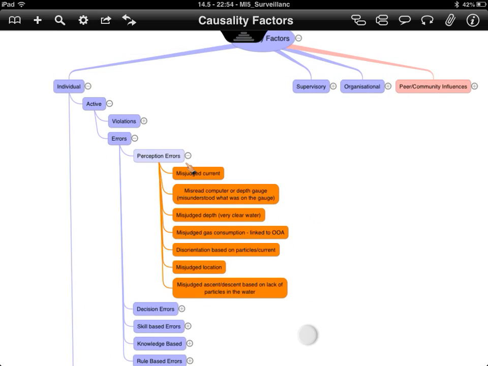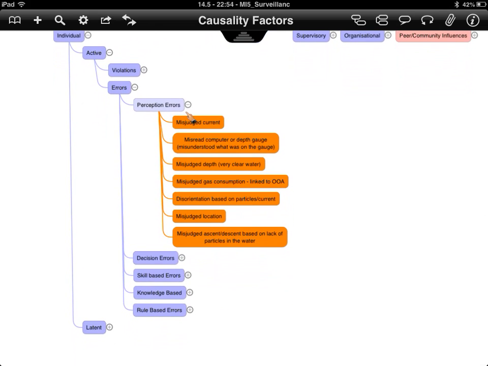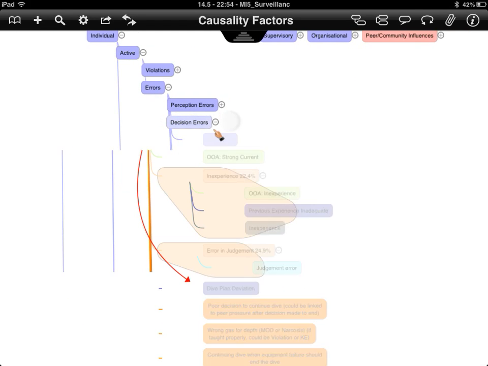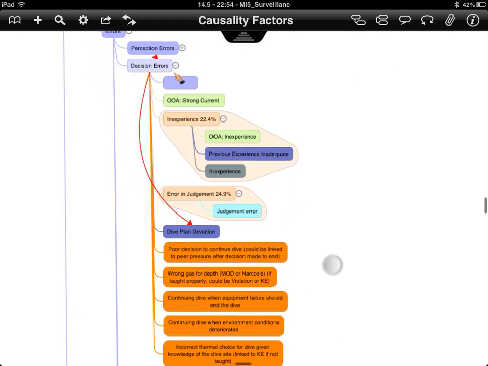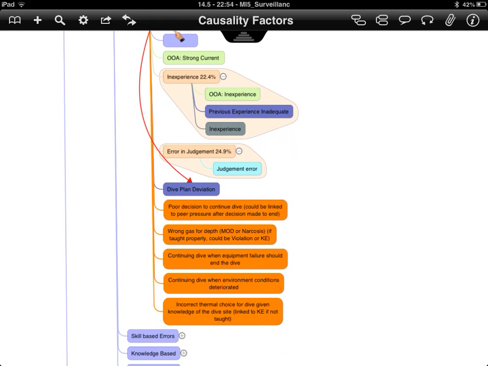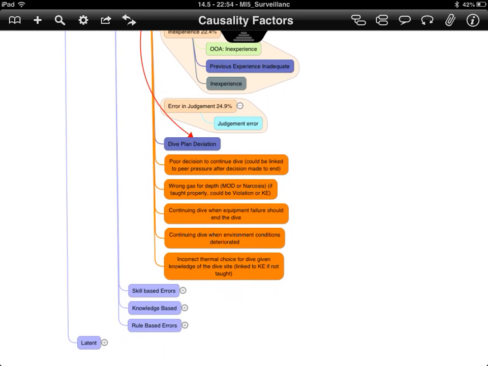Errors themselves, there are a number of perception errors. It's a potentially alien environment. We can misjudge or misread signals visually or pressure-wise and make errors accordingly. Looking at decision errors, this is based on knowledge and the environment you're in, so errors in judgment, experience, or dive plan deviations.